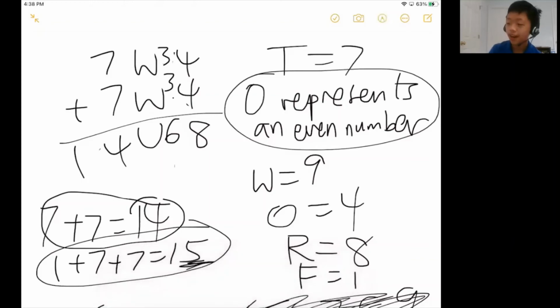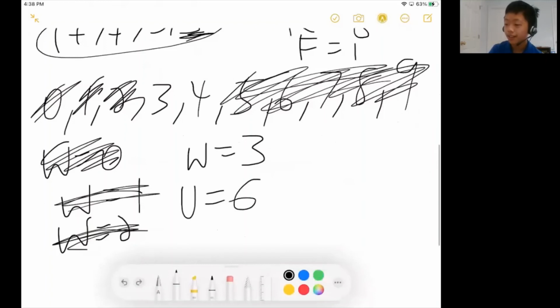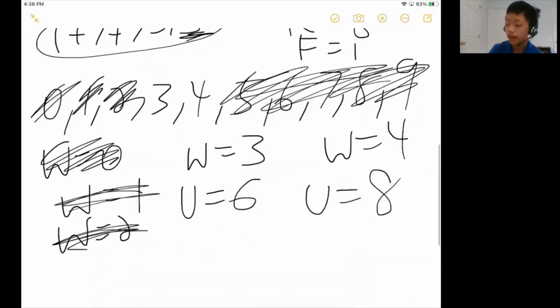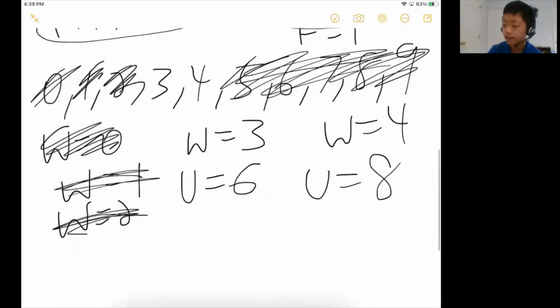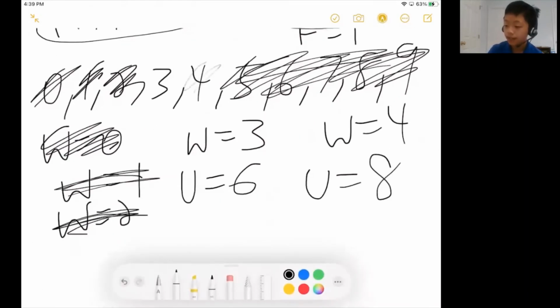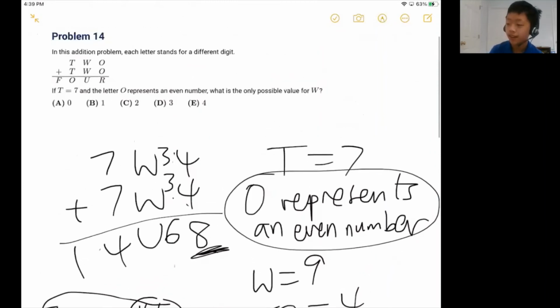If you're running low on time, you would just put down W equals 3 and move on. But just to finish the actual problem, if W equals 4, which is the last case, then U is equal to 8, right? But we already found R is equal to 8, so we can't have U also equal to 8. So W equals 4 is also not valid. That tells us we only have one possibility, which is W equals 3. If you go back to your answer choices, that would be choice D, and that would be the answer.